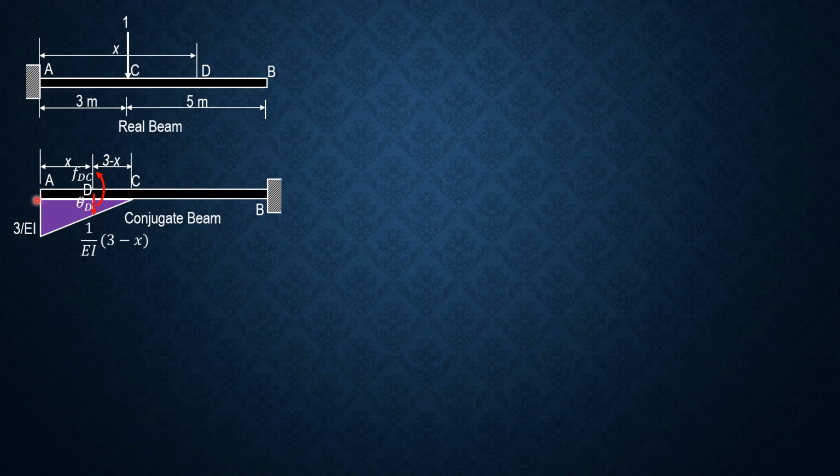So let's divide this trapezoid into two triangles as shown. So summation of moment at D, so that theta D will not be involved. So counterclockwise positive, so FDC plus 1/2 of x times 1 over EI times 3 minus x. Moment arm is x over 3. Plus 1/2 of x, height 3 over EI, then the moment arm is 2/3 of x, so 1/2 of x times 3 over EI times 2/3 of x equals 0.